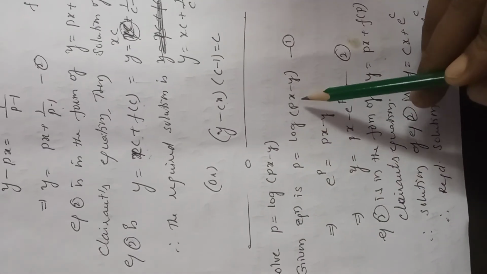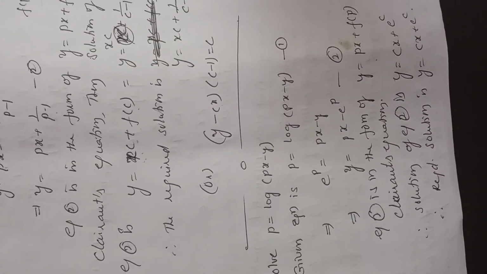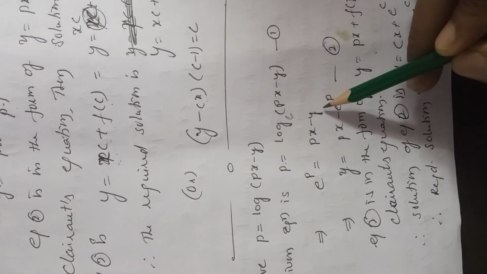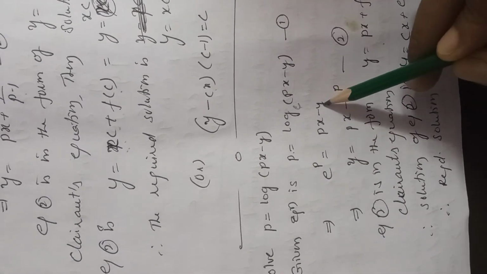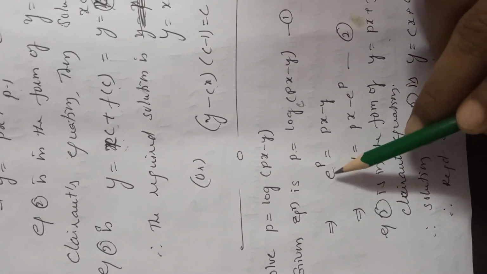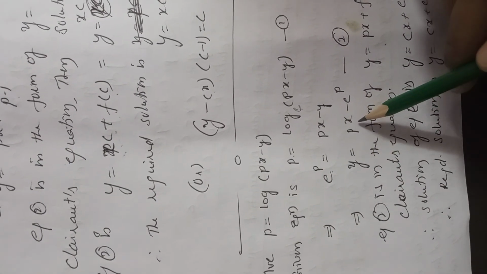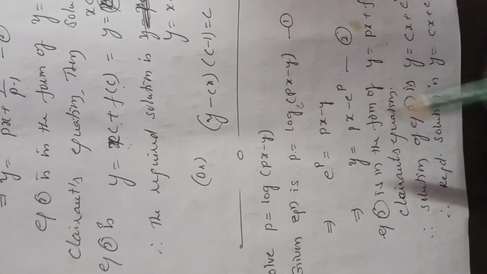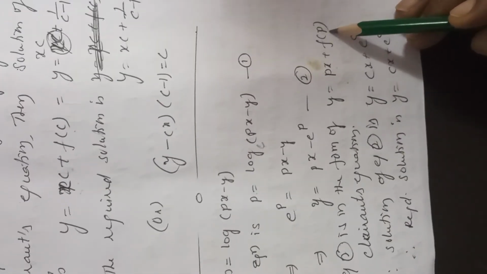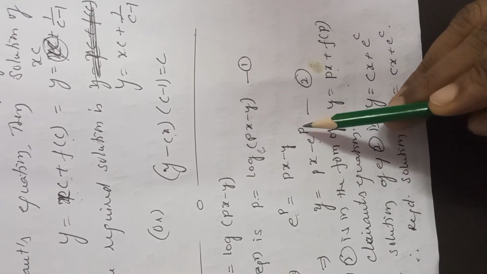Now solve p is equal to log of px minus y. Now the given equation is p is equal to log of px minus y. Log means to the base e, so e to the power of p is equal to px minus y. Therefore, transposing y to the left side and transporting this to the right side, y is equal to px minus e power p. Now this equation 2 is in the form y is equal to px plus f of p, where f of p is minus e to the power of p.